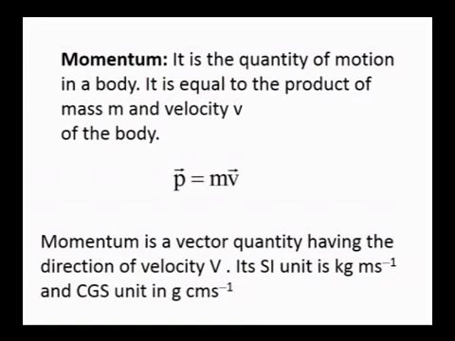Keeping this in mind, if you combine Newton's second law and Newton's third law, we discuss the concept of momentum. We shall discuss that later on, but let me make a definition of what exactly momentum means. It is a quantity of motion in a body. It is equal to the product of mass and velocity. Momentum is a vector quantity, and its direction is the direction of the velocity. The SI unit of momentum is kg meter per second, and in CGS it is gram centimeter per second.